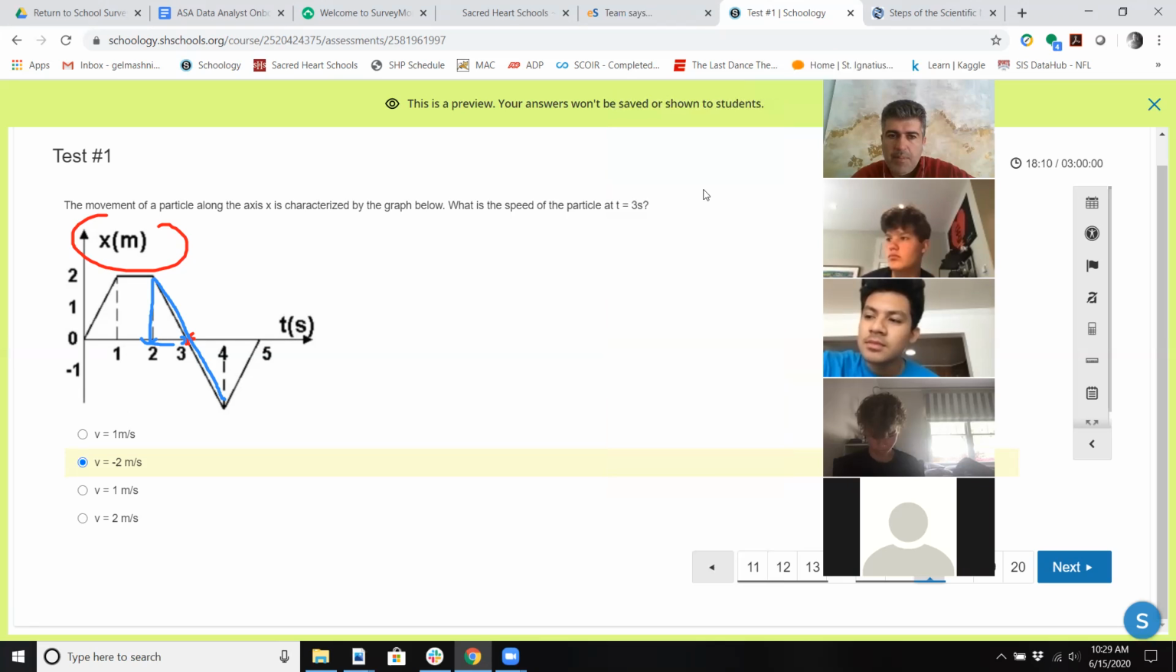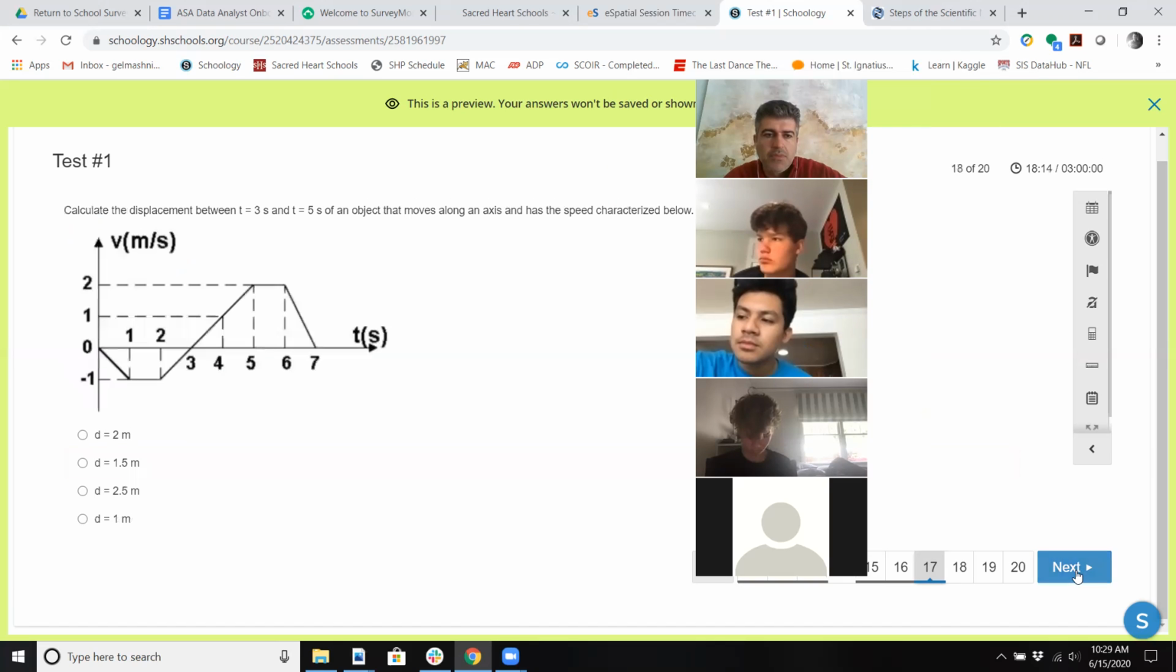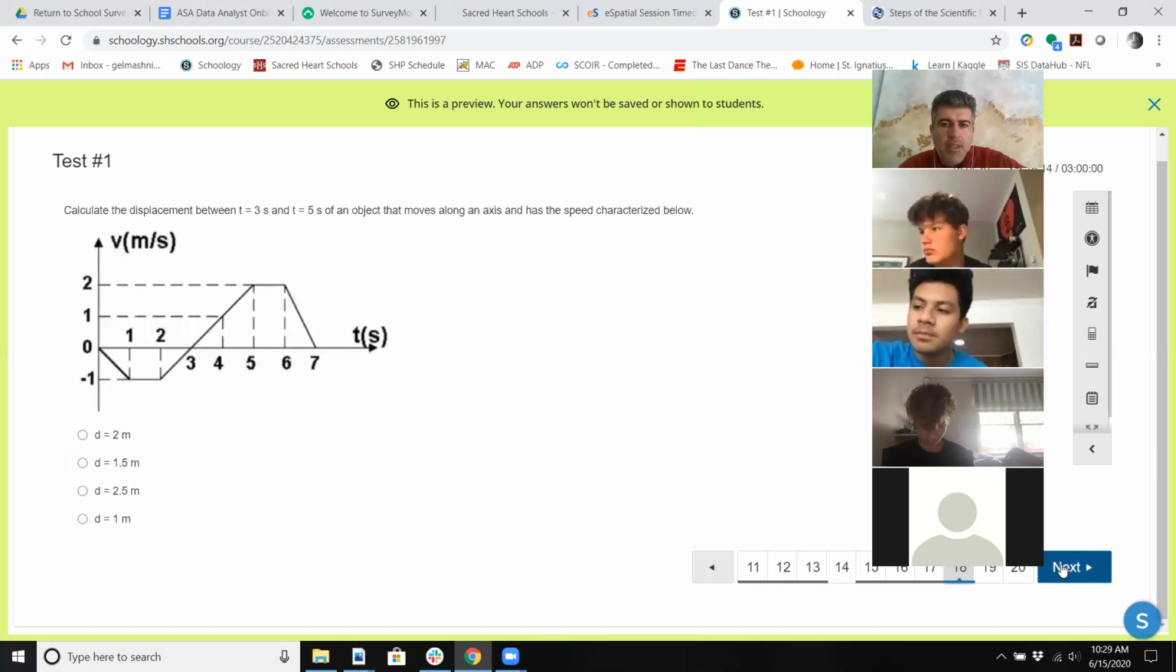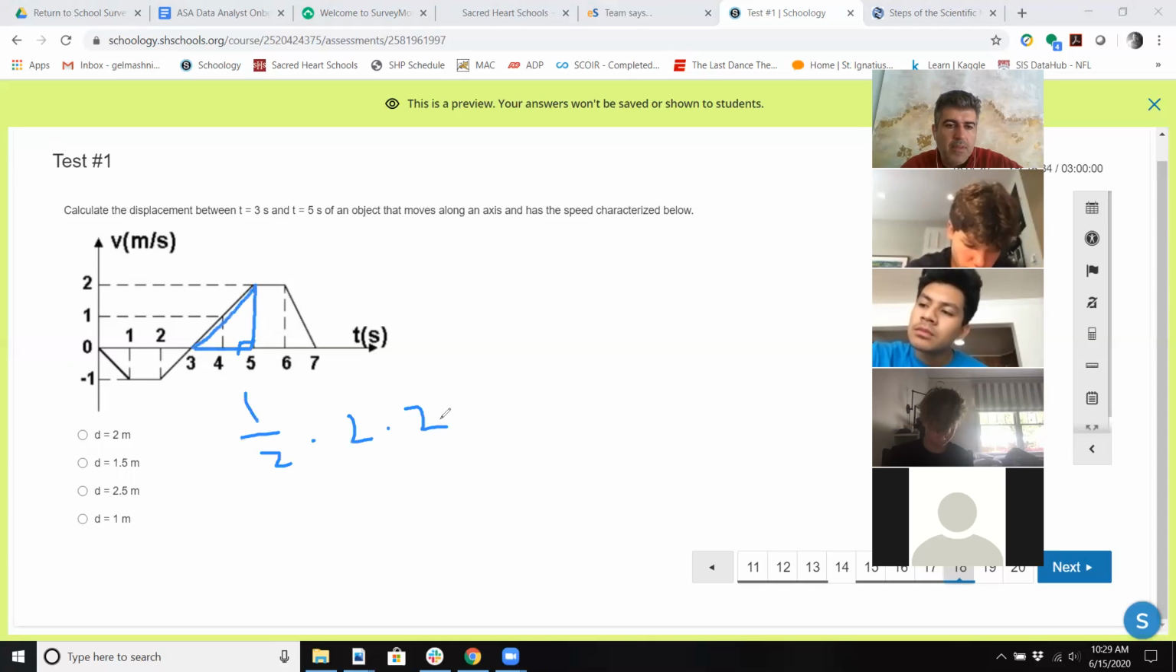Next one's another diagram. Okay. So here we have velocity, and we're asking for the displacement. You're looking for the area from 3 to 5. So that's all you're doing. Straight up, you're just doing area. 1/2 times base times height. And just get 2. So that's D. That's all you have to do.